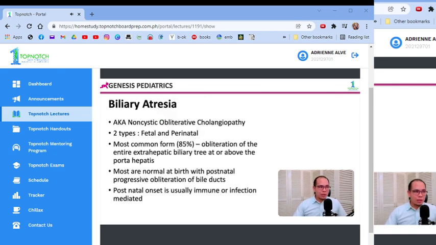Okay? Biliary atresia, also known as your non-cystic obliterative cholangiopathy, there are different types. Okay? The most common form is this obliteration of the entire extrahepatic biliary tree at or above the porta hepatis. Very common board exam question yan. So you have to memorize that pathology. So saan ba yung sira sa biliary tract niya? Kasi sabi natin extrahepatic siya, di ba? So it's the entire extrahepatic biliary tree.